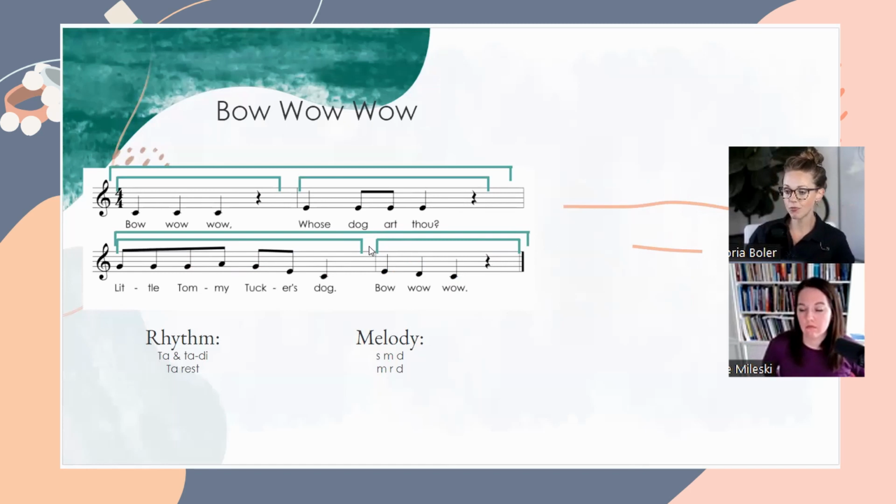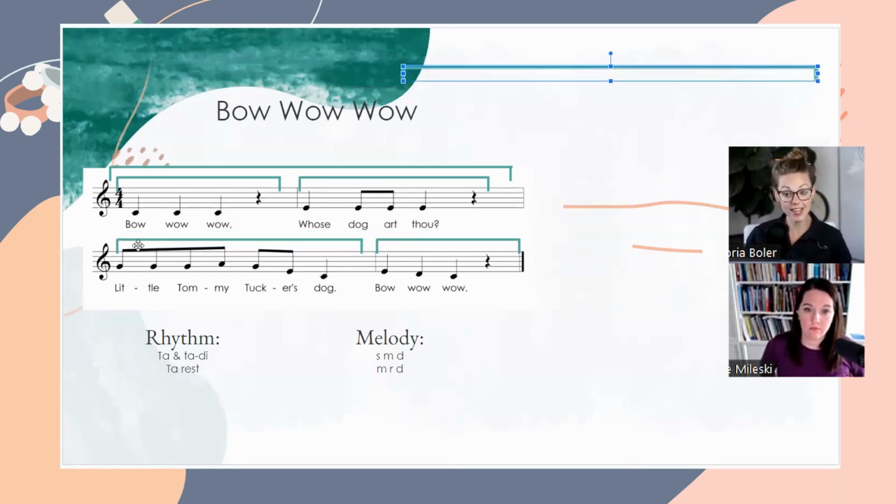I have several phrases here that I could make extractable patterns. For example, I could take Little Tommy Tucker's dog, and that could be its own unit for ta and ti-ti. For ta rest, I see it a lot of other places. I see it here, I see it here, I see it here. So at the end of this first subphrase, at the end of the second subphrase, and at the end of the fourth subphrase. And we can double check that if we pat a steady beat and find how many times we have a beat without a sound.